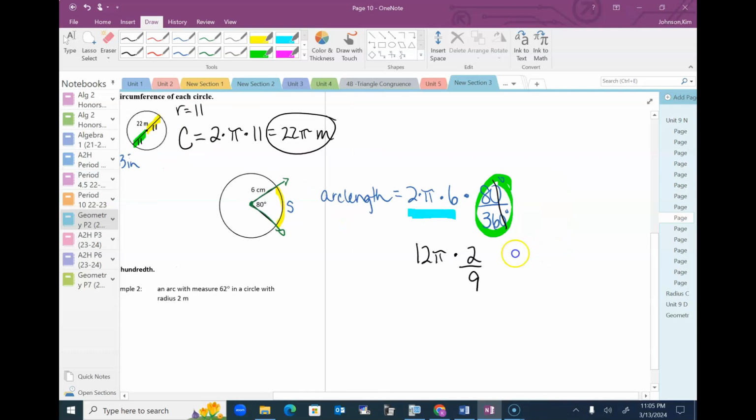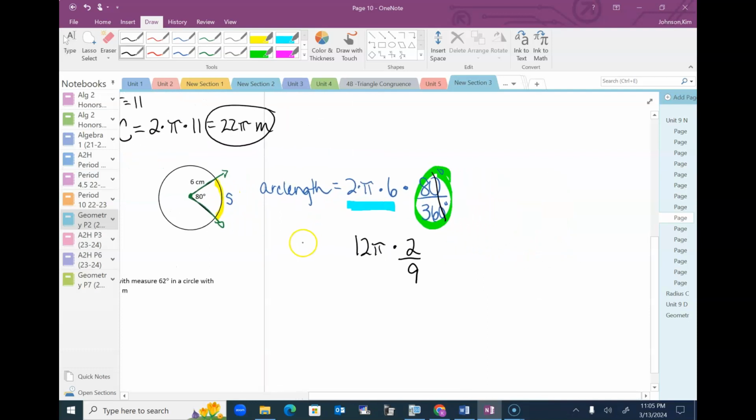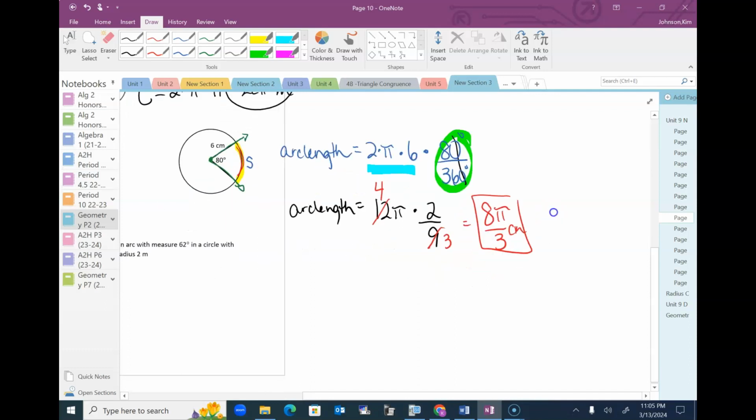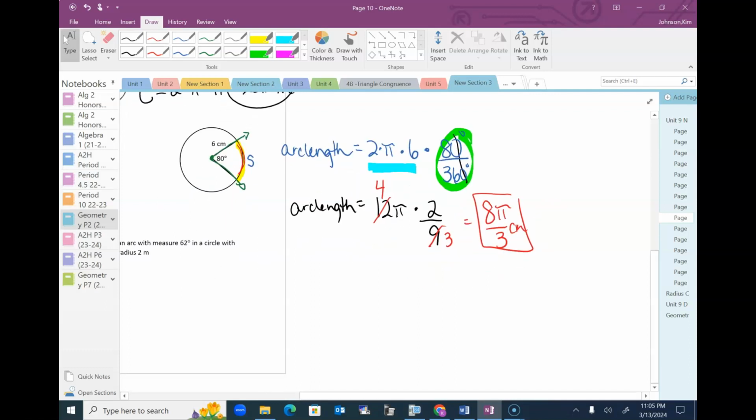And then I'm going to simplify a little bit further for my arc length. The 12 and the 9 can also both divide by 3. So this is going to become a 4 and that's going to become a 3. So my final answer I'll leave as 8 pi over 3. So my arc length, this yellow length right here, is 8 pi over 3 centimeters. It's always important that we use our units in our final answer.